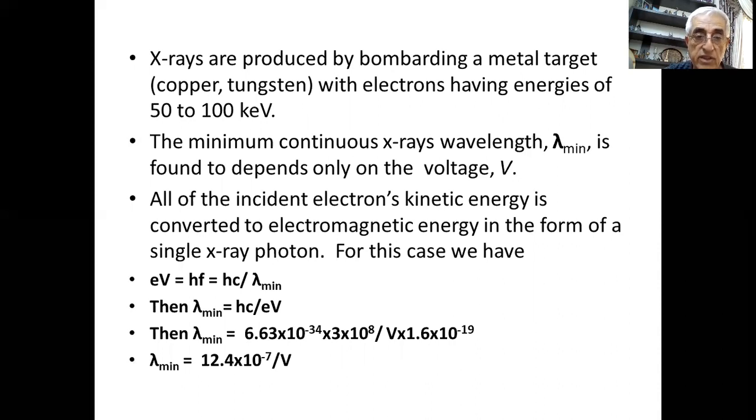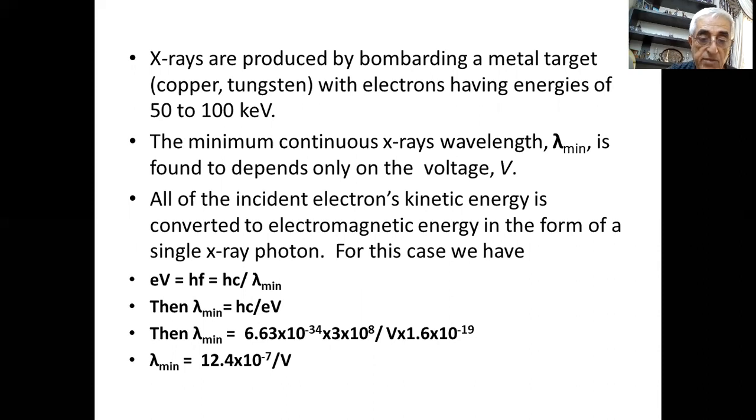100 kiloelectron volts. The minimum continuous X-ray wavelength, lambda minimum, is found to depend only on the voltage V. All of the incident electron's kinetic energy is converted to electromagnetic energy in the form of a single X-ray photon. For this case, we have eV = hf = hc/lambda minimum. Then lambda minimum = hc/eV.